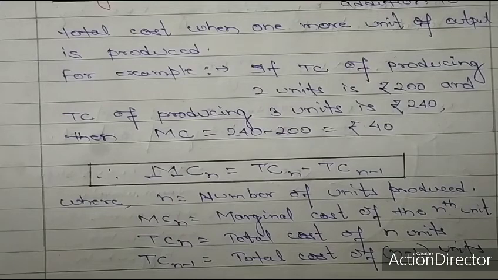So this is all about marginal cost, and the shape of marginal cost is also U-shaped, just like average variable cost. It decreases initially, reaches its minimum point, and then after some time it starts increasing. So the shape of marginal cost is also U-shaped, just like the AVC curve.